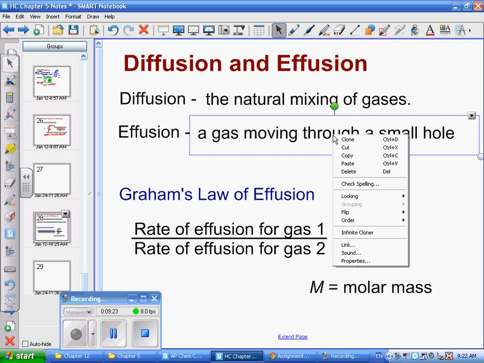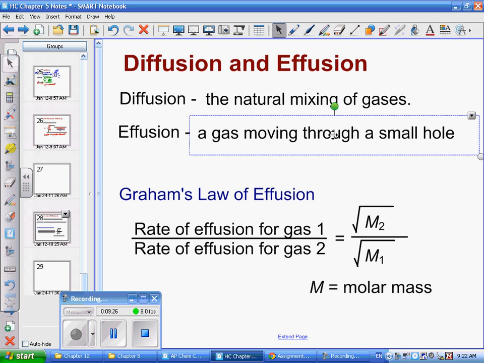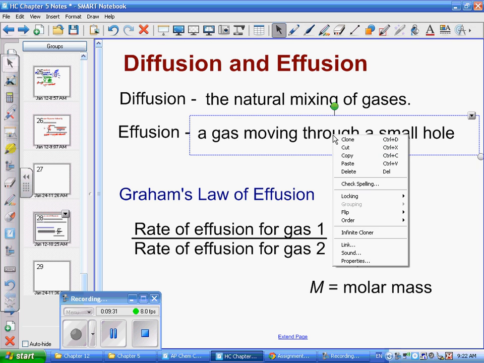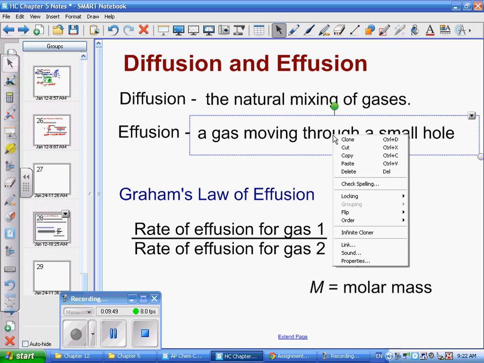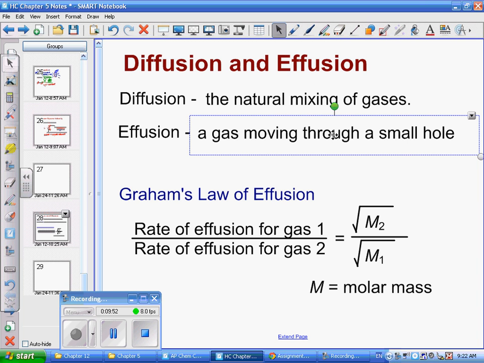Okay. Finally, Graham's law of effusion basically says that the heavy particles effuse or move slowest. So this sounds a lot like the root mean square velocity, but basically it says that heavy particles move slower. Okay, so Graham's law of effusion says that if I have a heavy particle moving through a small hole versus a small particle moving through a small hole, the heavy particle will move slower than the small particle.